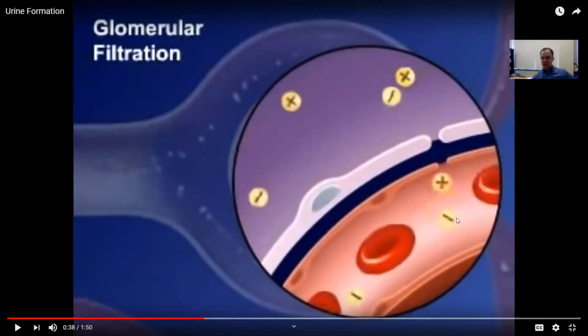Notice here in the video, these are the electrolytes, the sodium, potassium that's moving through. It's able to move through into the renal tubular system of the kidney, but the red blood cells are too big to move through.